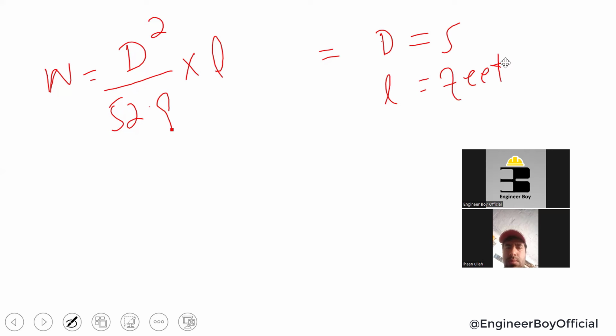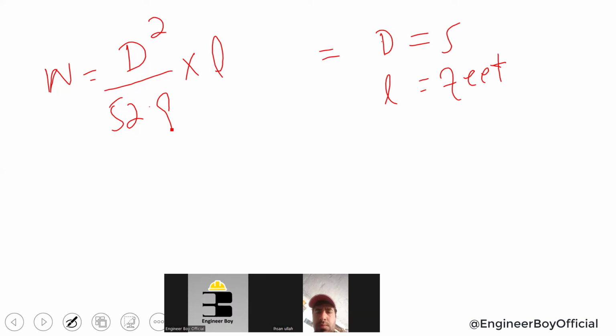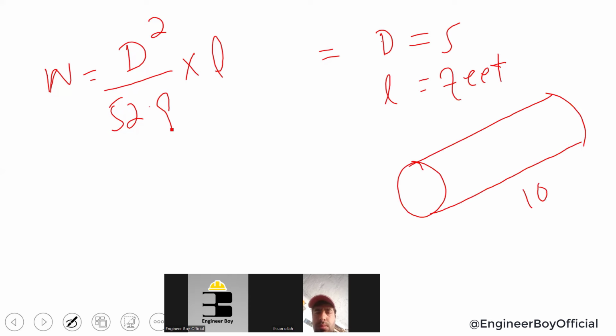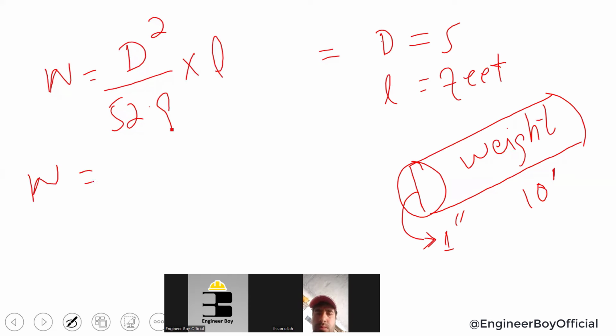Again, I'm just going to take an example. Let's say we have a bar whose length is 10 feet, and the diameter is 1 inch. Then what should be its weight? As you can see, the diameter is 1 inch. I told you that it should be in suits. 1 inch means 8 suits.